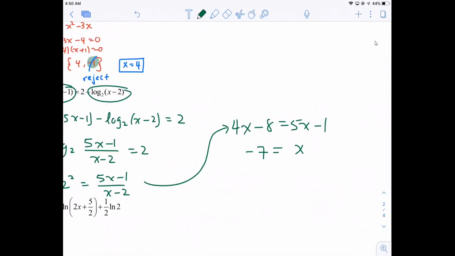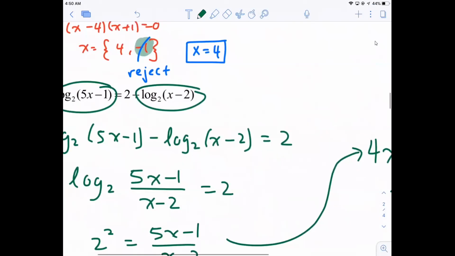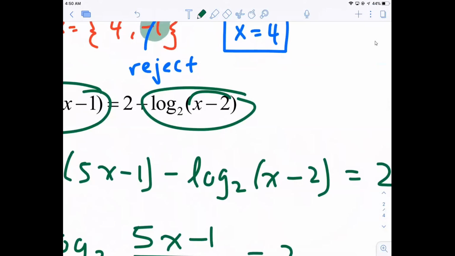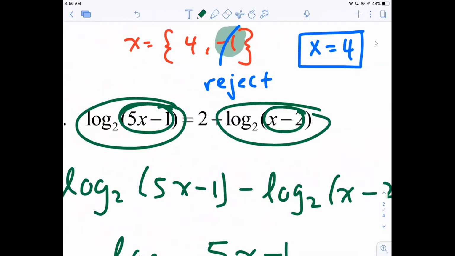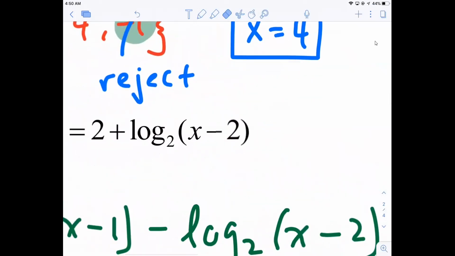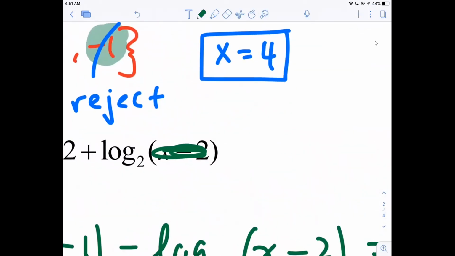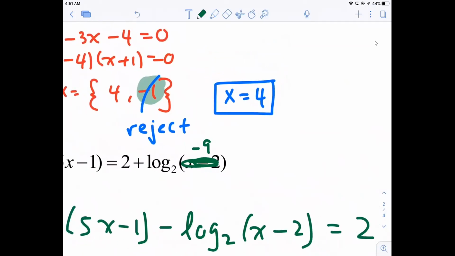All right, so let's solve for this. Not solve, let's check. Plugging in -7, I notice I'm going to get negative arguments. You cannot take the log of a negative number, right? Let's just plug in -7, we're going to get log base 2 of -9.